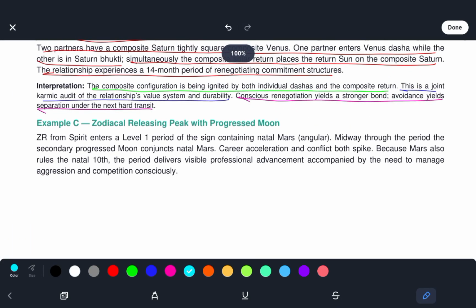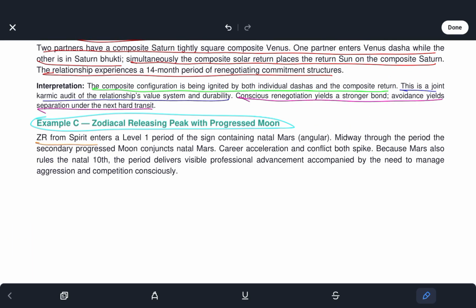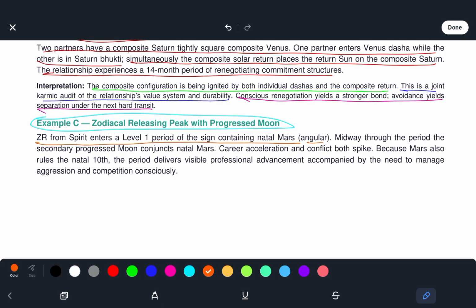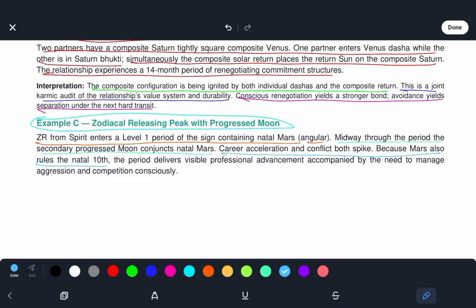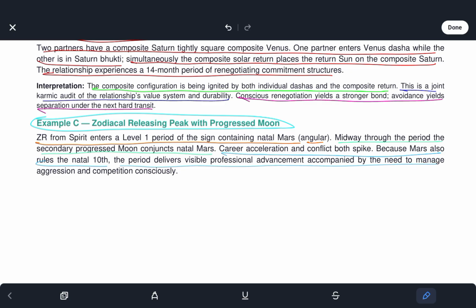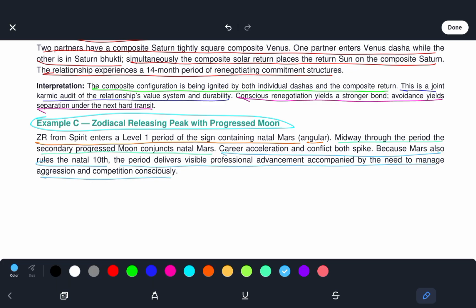In example C, zodiacal releasing peak with progressed Moon. ZR from Spirit enters a level 1 period of the sign containing natal Mars angular. Midway through the period, the secondary progressed Moon conjuncts the natal Mars. Career acceleration and conflict both spike because Mars also rules the natal 10th. The period delivers visible professional advancement, accompanied by the need to manage aggression and competition consciously.